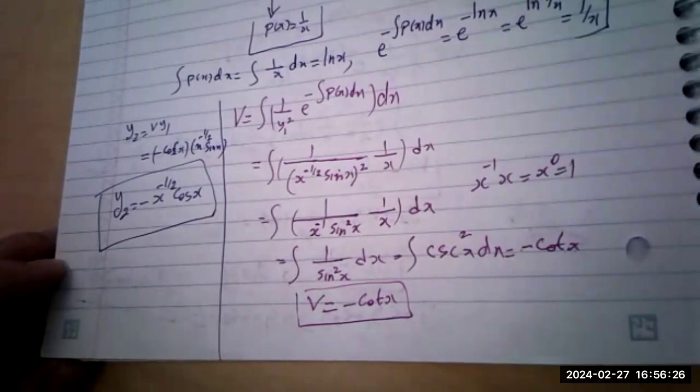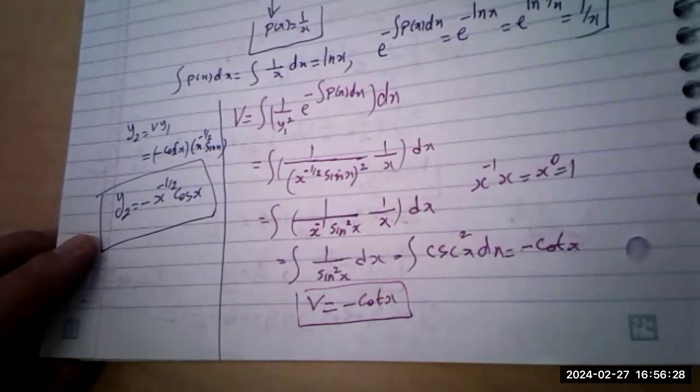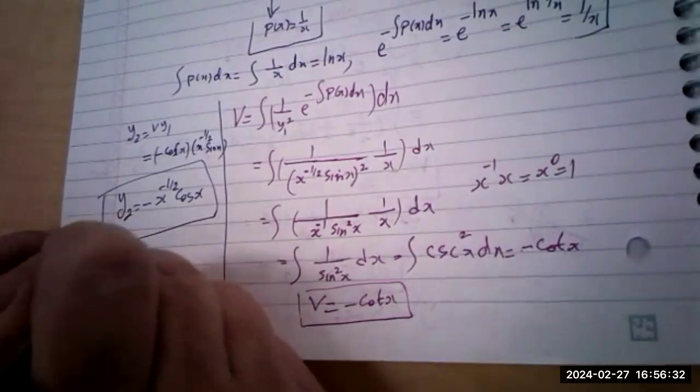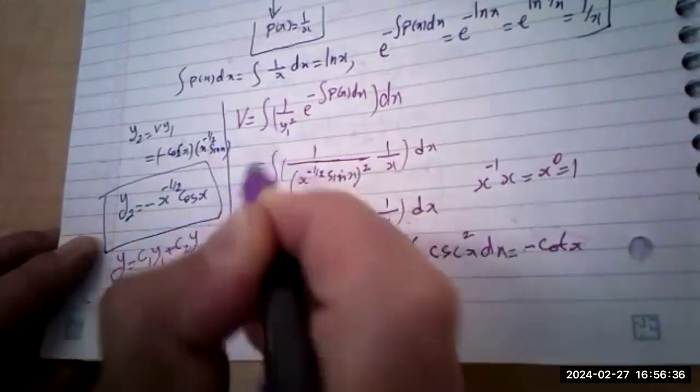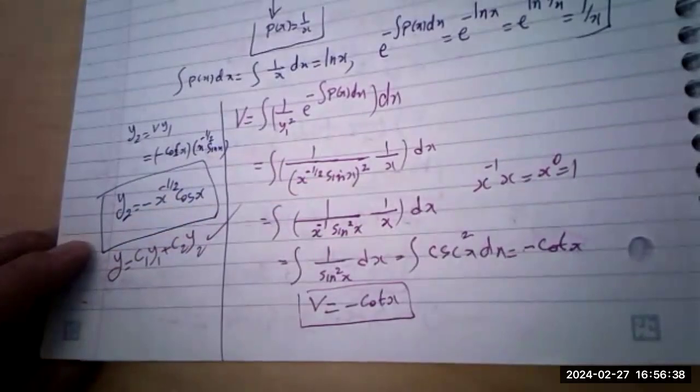So we are not done. We know that this solution and the given one are independent. So the general solution is going to be c1 y1 plus c2 y2. That's it, we're done. If you write it in this form, you'll be accepted. You already got the y1 and the y2, you don't have to repeat it.